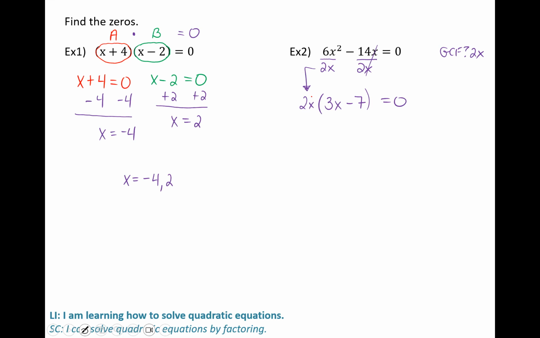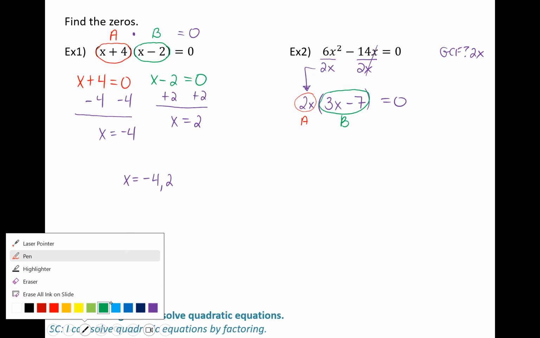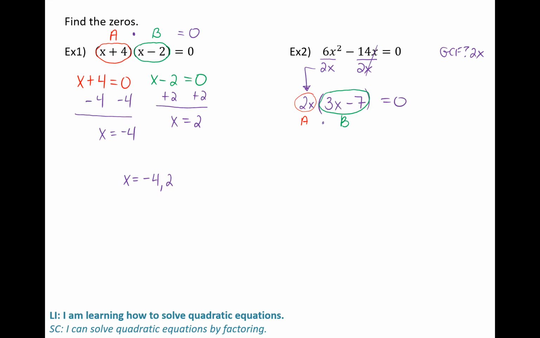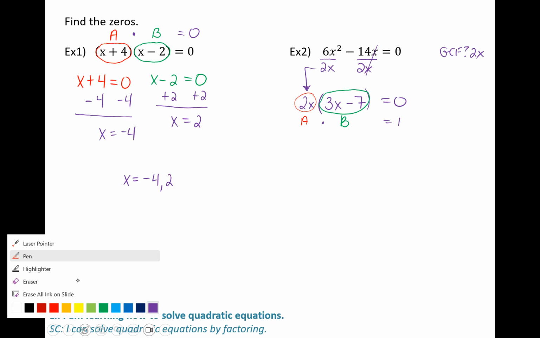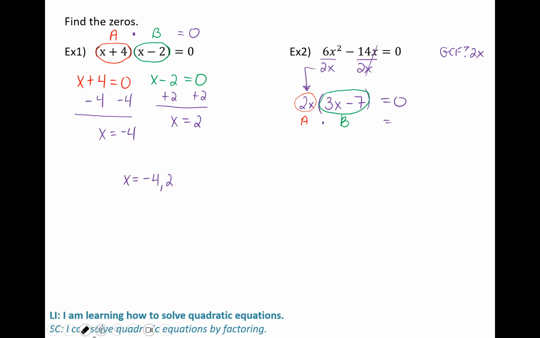But because of the way factoring works, this gives me two things that are multiplied. My first thing here is the 2x. This would be like my a. And then the second thing here is my parentheses, 3x minus 7. So this is like my b. So here are my two things that are multiplied that are equaling 0. Sorry, I've got to get a 0 in there. All right, so if I have two things that are multiplied to equal 0, I know that one of the things has to be 0.